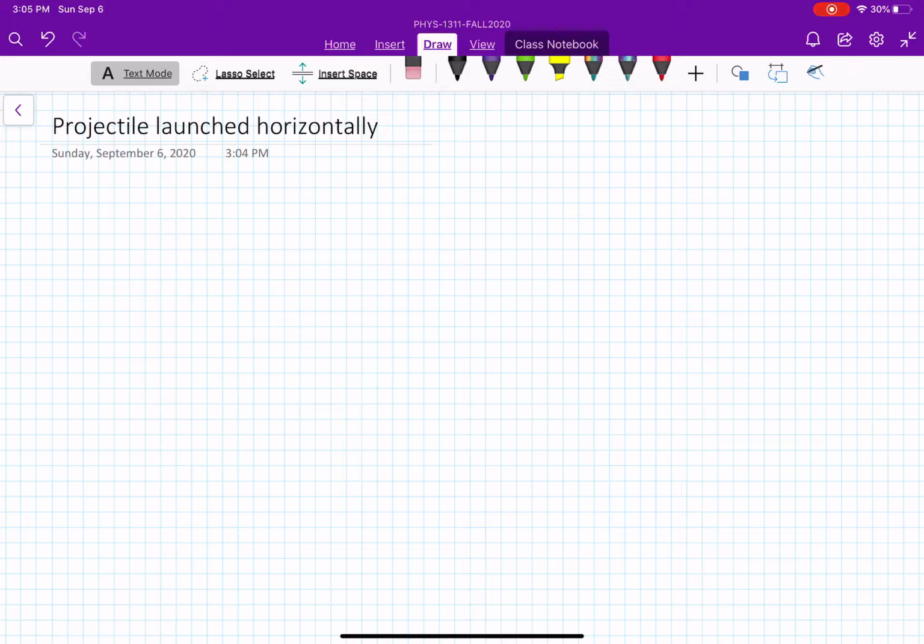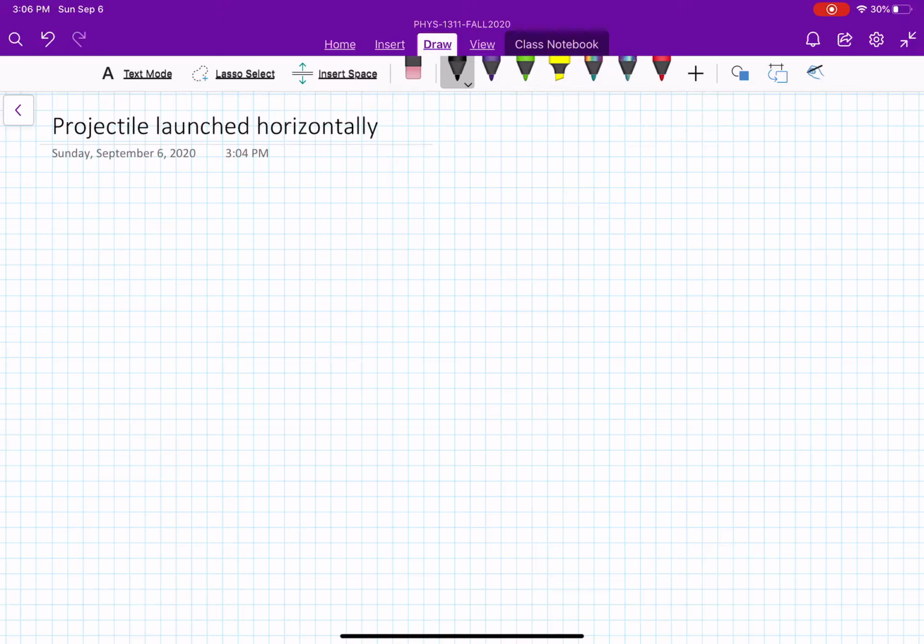Hi everybody. So I want to record a lecture today on projectile motion, and I will set up the kinematic equations for the case of projectile motion, and then we'll do an example where a projectile is launched horizontally. So first let's just begin with the kinematic equations.